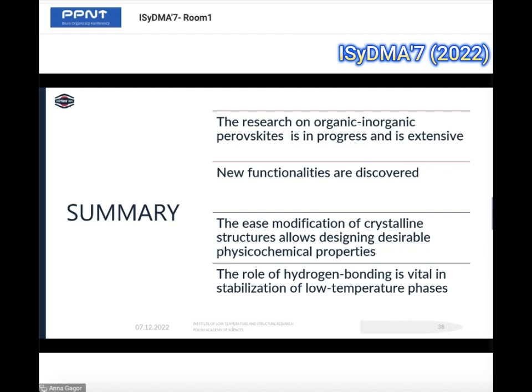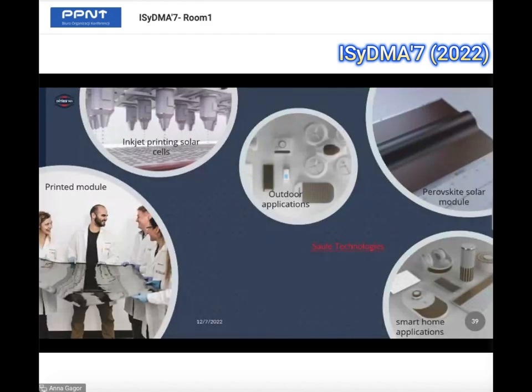New functionalities are discovered. And very last slide. We all know that these organic and inorganic materials are fragile, do not like humidity, water, but the progress in producing thin layers, mesoporous structures, maybe will open the field for use of these materials also.